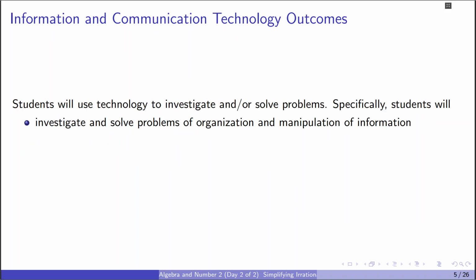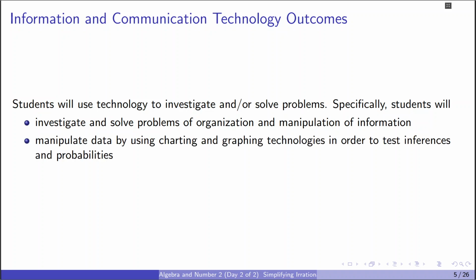We also want to use technology to investigate and solve problems of organization and manipulation of information, and manipulate data using charts and graphs in order to test inferences and probabilities.